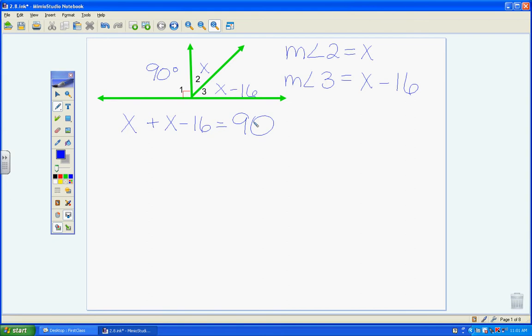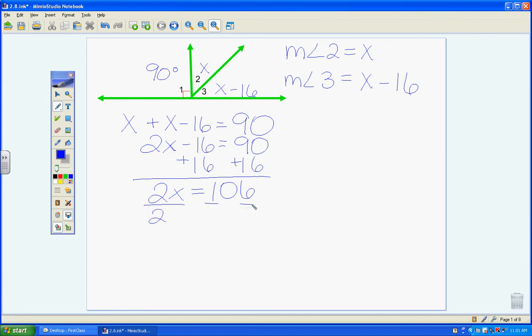So x plus x would give us 2x minus 16 equals 90. So my goal is I need to figure out what x equals. What would I do? Add 16 first. So 2x equals 106. Then what? Divide by 2. And x would equal 53. Okay, that's what x equals.